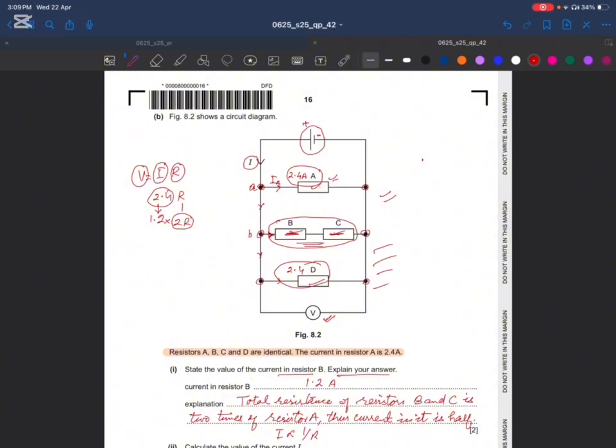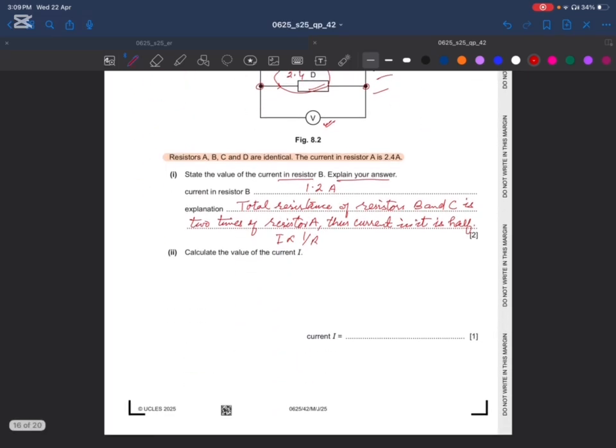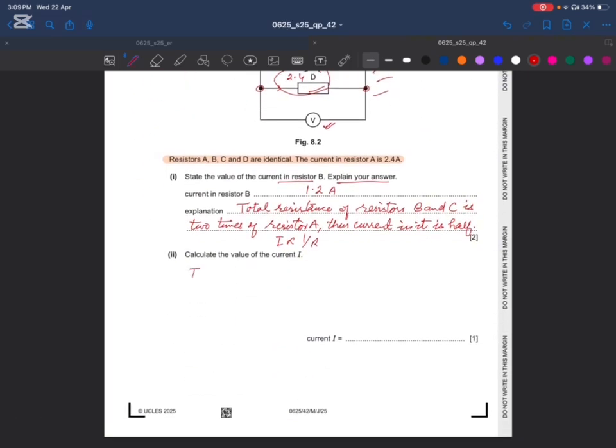So simply you can say, as we have just discussed, that the current in B and C is 1.2. So what will be the total current? It's very simple. Total current will be simply equal to IA plus IB plus IC plus ID. The value of the current flowing towards A is 2.4.